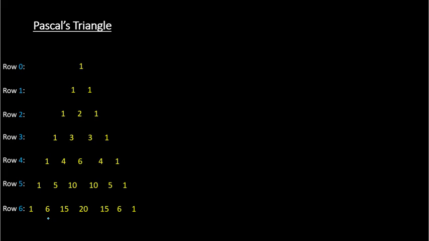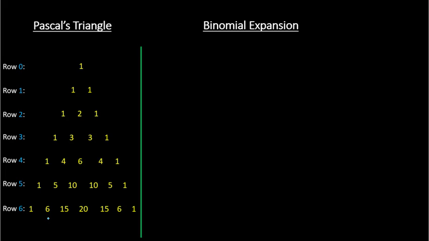Now, how does this relate to expanding binomials? If we start with a plus b as our binomial, we raise that to the 0 power. Well, anything to the 0 power is 1. So notice the 1 is the same as the 1 over here in Pascal's triangle. Now, what about a plus b to the first power? That would just be a plus b, or in other words, 1a plus 1b. Notice again the coefficients: we have 1 and 1, which were the numbers found in row 1 of Pascal's triangle.